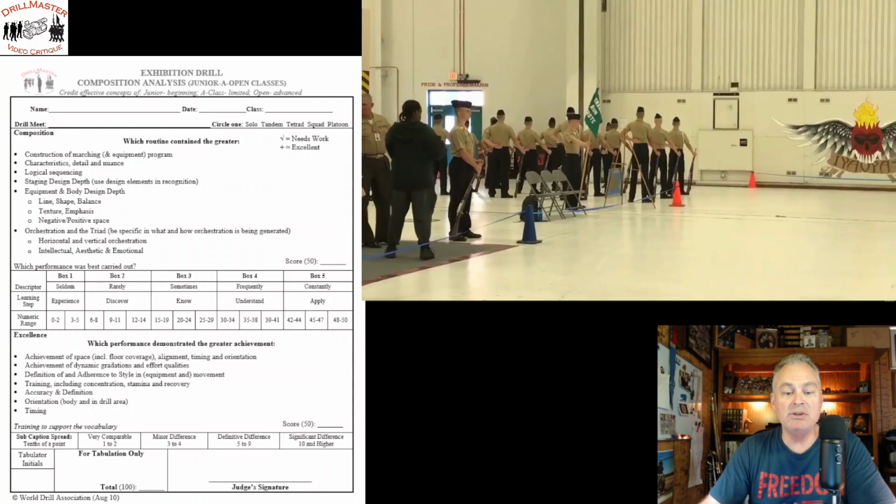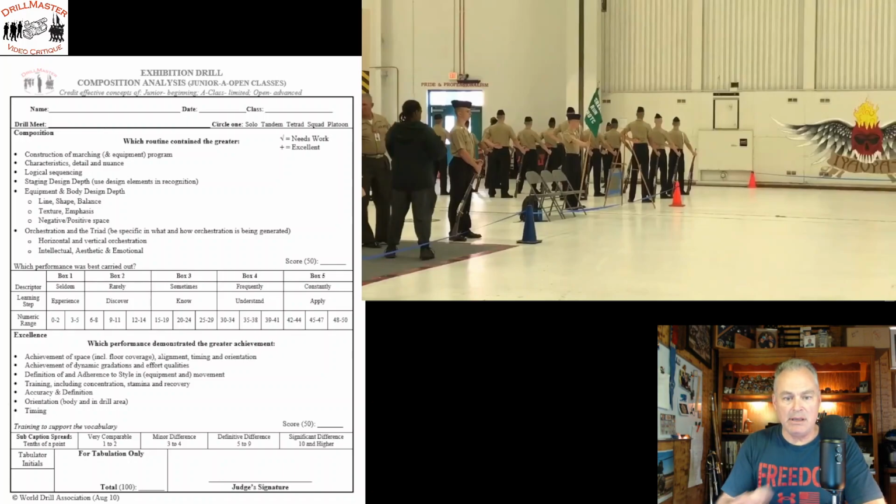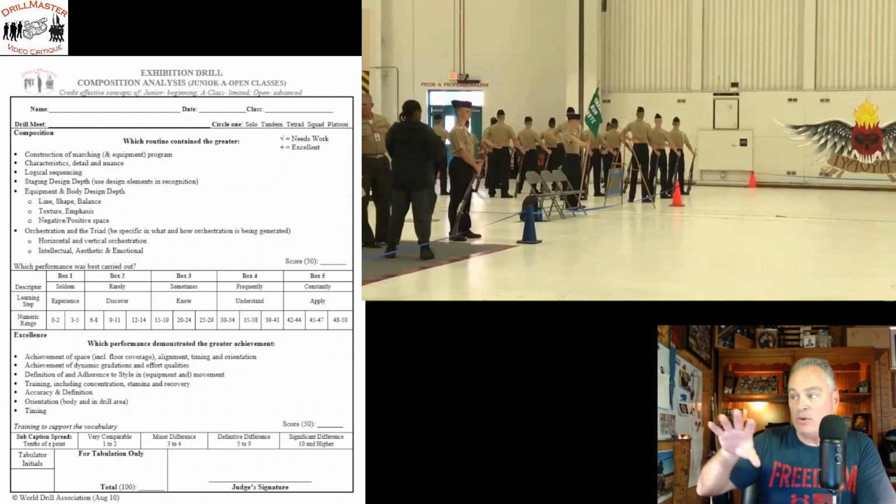So characteristics, detail, and nuance. We had that in the other captions. But again, I was talking earlier about there being a slight overlap here and there, and there needs to be a slight overlap. We can't just completely divide everything with a knife. And then staging, design, logical sequencing. With this performance, there is mostly logical sequencing, but then there's something kind of weird in there, and we'll get to that once it happens.